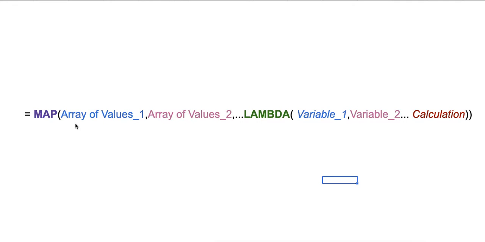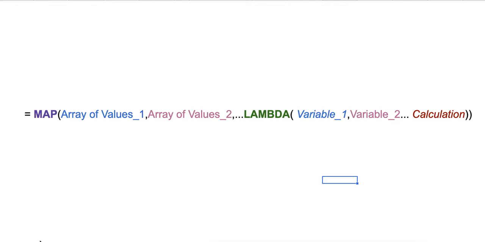So if there is an array, whatever you want to call it, you want to call it X, you want to call it Y, you want to call it ABC, PP, whatever, just make sure that it is using the respective array of values. So however you want that variable to work in the calculation, you can make it work. So map array 1, array 2, or more than that, then put lambda, and then you put the first name of the variable, second name of the variable, and then the actual calculation.